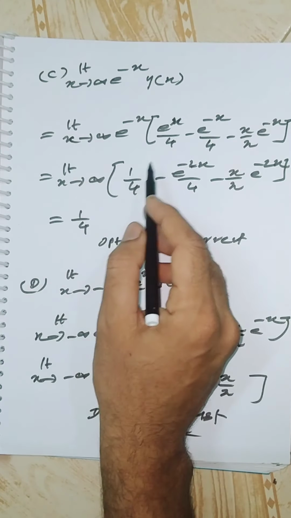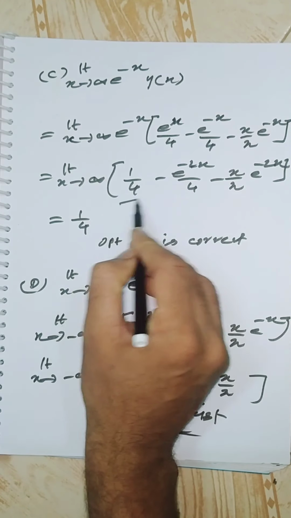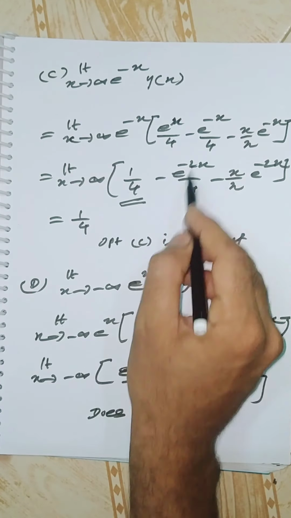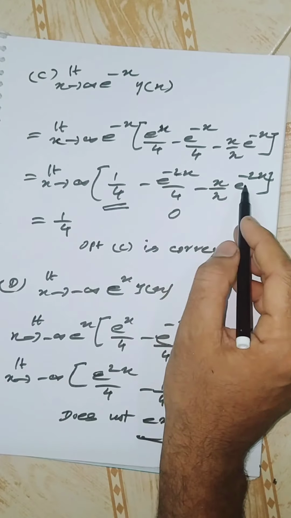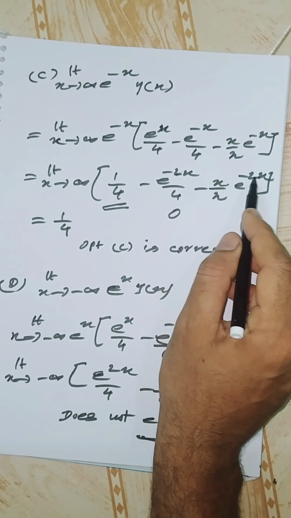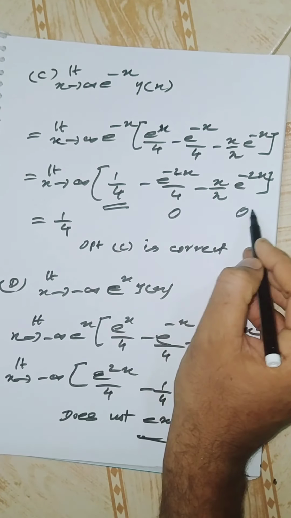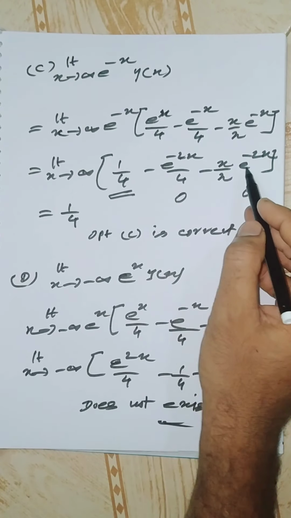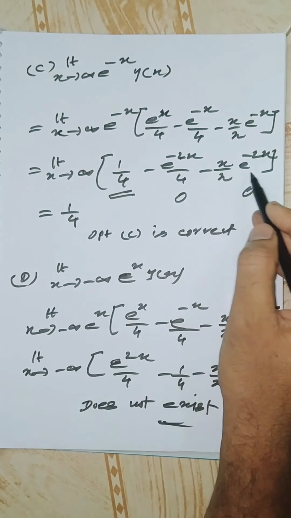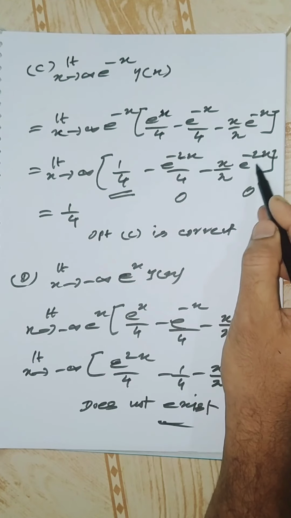This is independent of x, no problem. E power minus infinity, we know very well, becomes 0. Before applying the limit, e power minus infinity becomes 0, because the exponential function reaches its limit faster than any algebraic function of x.